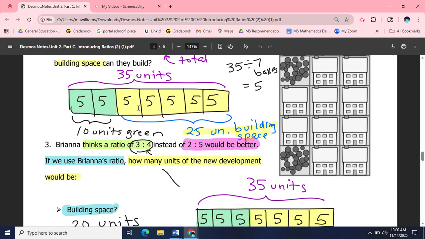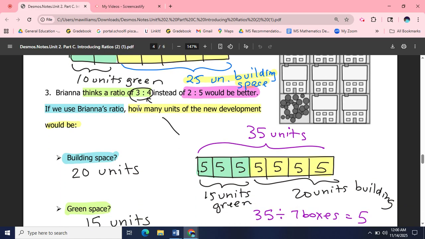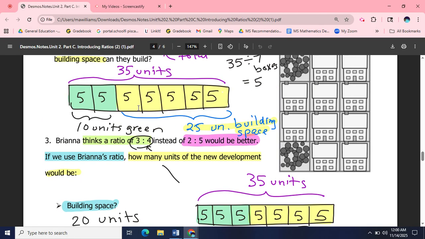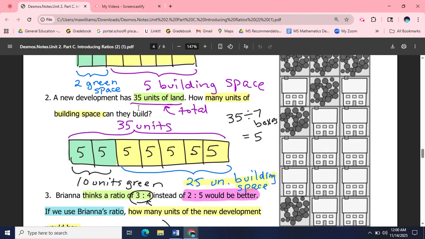If Brianna thinks a ratio of 3 to 4 instead of 2 to 5 would be better, if we use Brianna's ratio, how many units of the new development would be green and building? So instead of 2 to 5, it'd be 3 to 4.